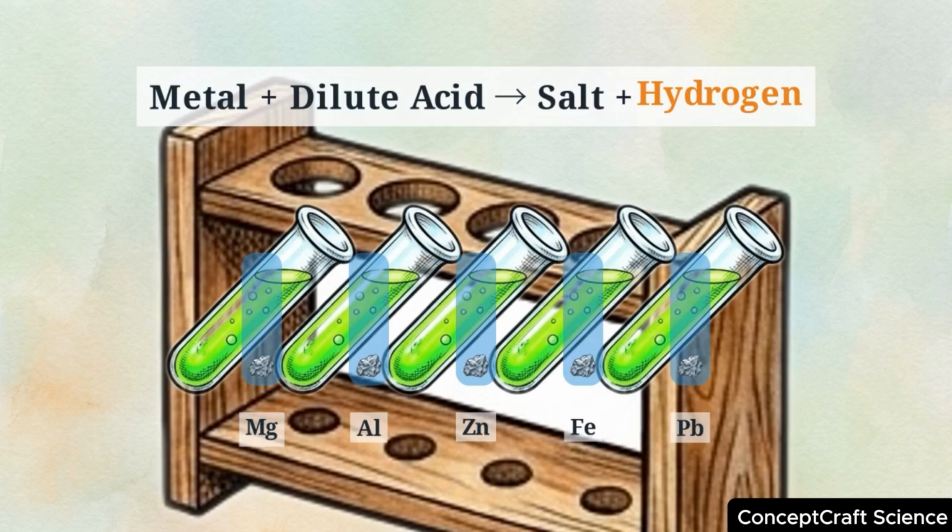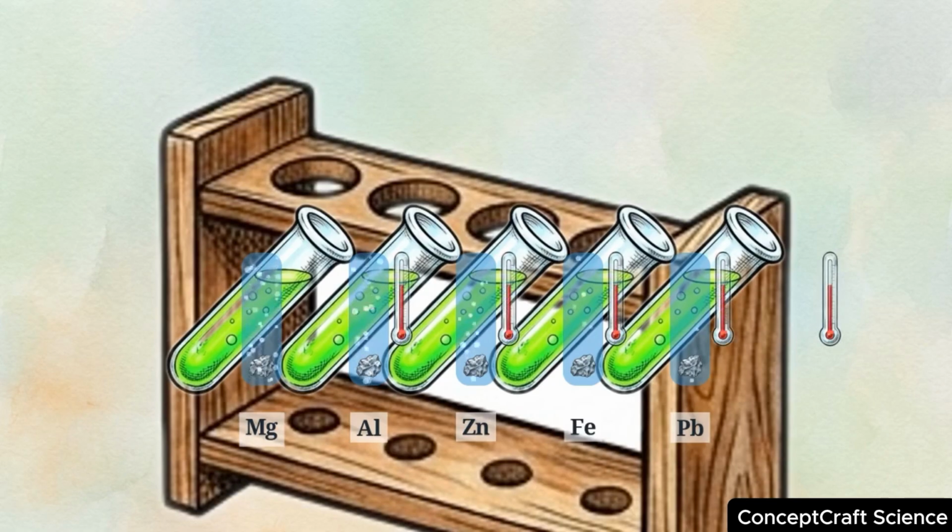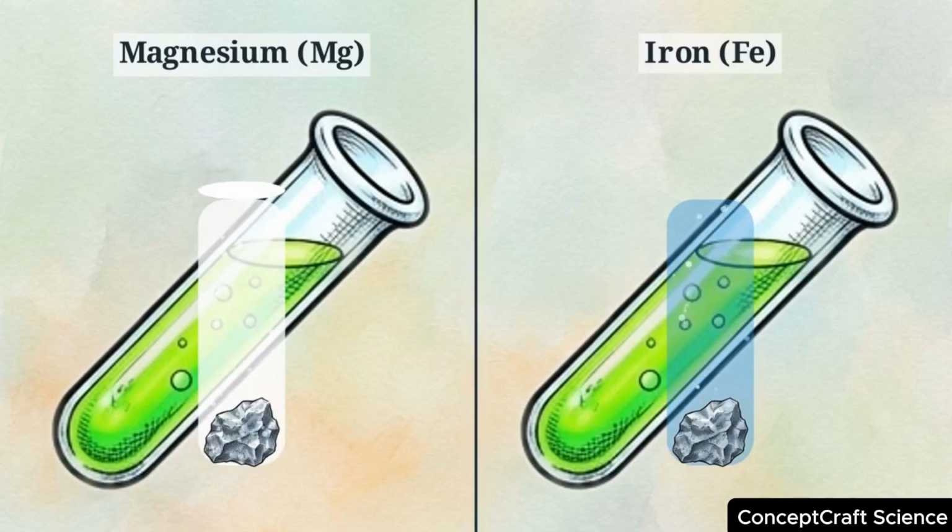The baseline chemical rule here is straightforward. When these metals react with a dilute acid, they produce a salt and release hydrogen gas. But look closely at the tubes. By observing the speed of the bubbles forming and measuring the heat generated, we can rank them. Magnesium bubbles violently and gets the hottest, while iron produces bubbles very slowly.